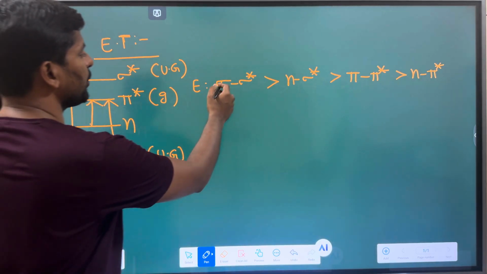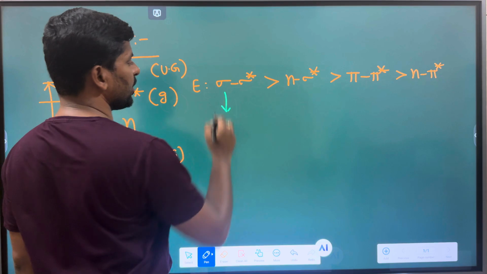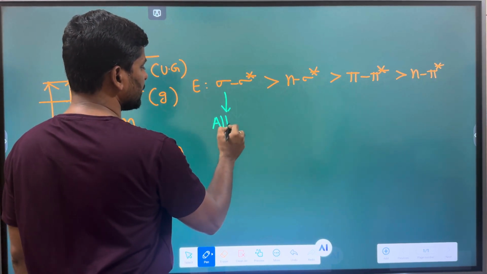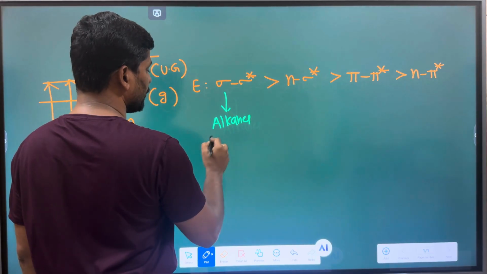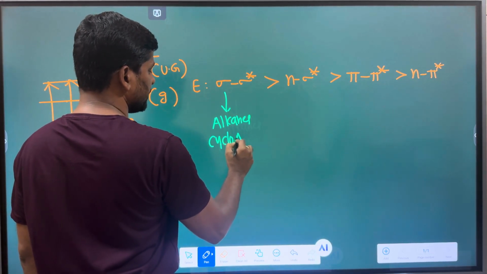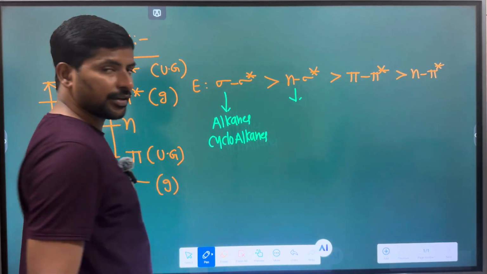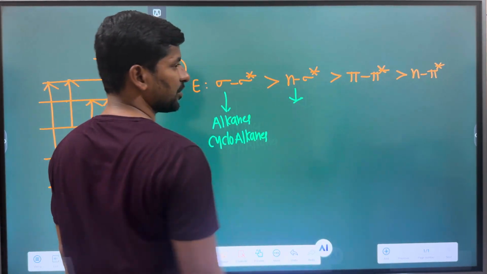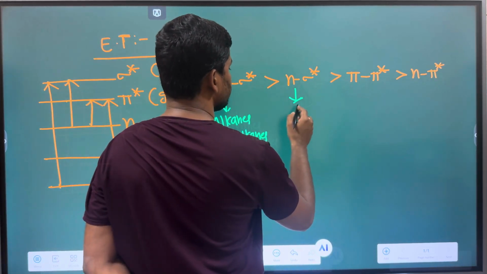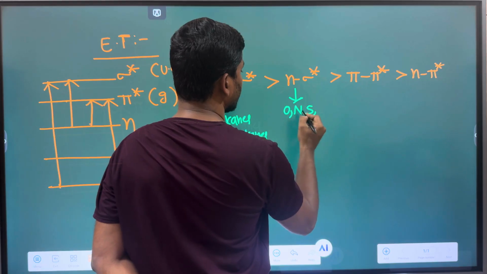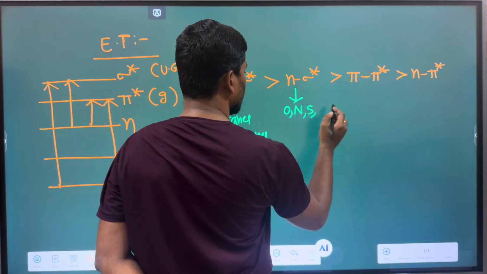Generally this type of transition is observed in saturated compounds having sigma bonds, meaning alkanes and cycloalkanes show this type of transition. N to sigma star involves non-bonding electrons and sigma bonds, found in compounds having oxygen, nitrogen, sulfur, and halogens.